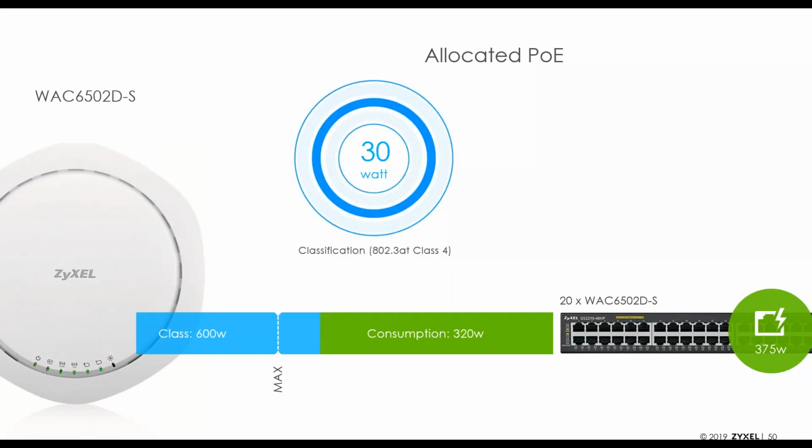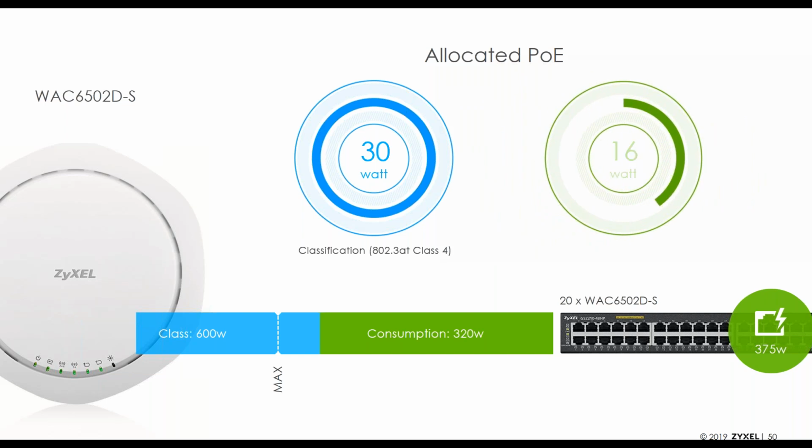This also works with class 4 devices as well. So the WAC 6502DS with a smart antenna is classified as requiring 30 watts, which ultimately, if you were to implement 200 of them, would provide you with a 6000 watt budget required for the switch. Whereas in consumption mode, it only uses 3200, so you can see the saving that you are getting on your switches when you use it in consumption mode.